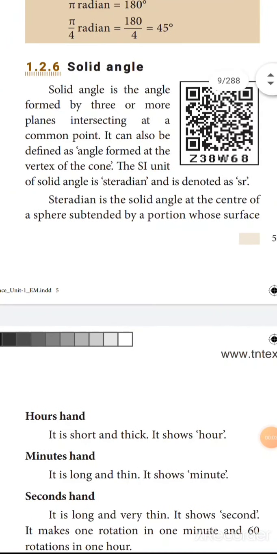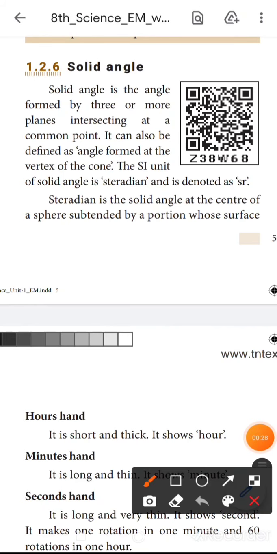Next, solid angle. Solid angle is the angle formed by 3 or more planes. Plane angle, 2 planes, but solid angle, 3 or more planes intersecting at a common point. For example, a cone. It can also be defined as the angle formed at the vertex of the cone. The SI unit of solid angle is steradian. Underline the word steradian.